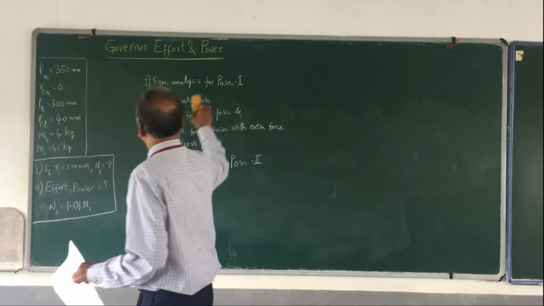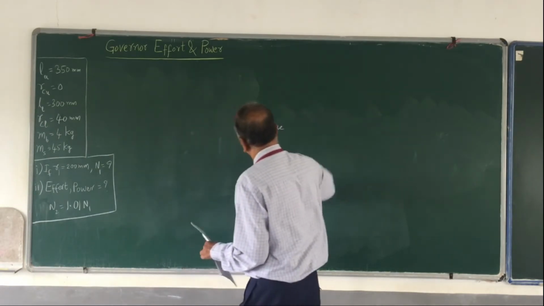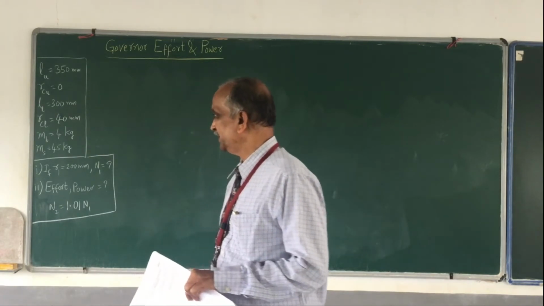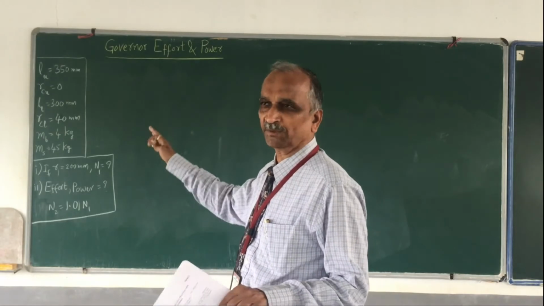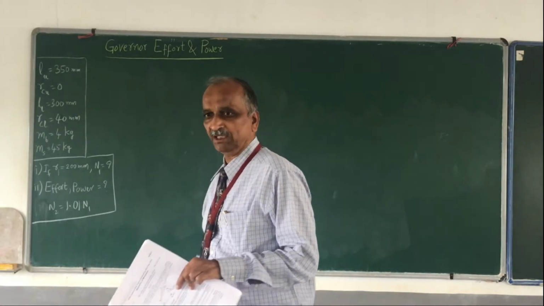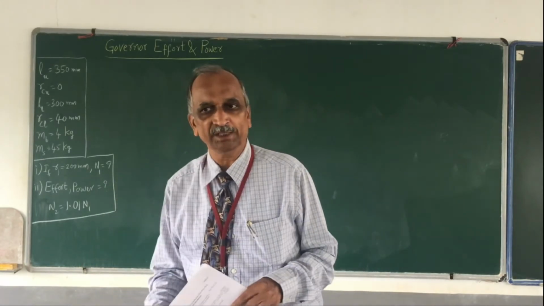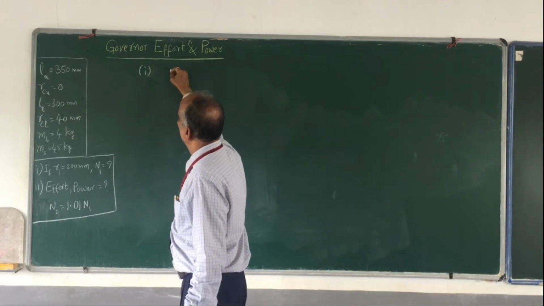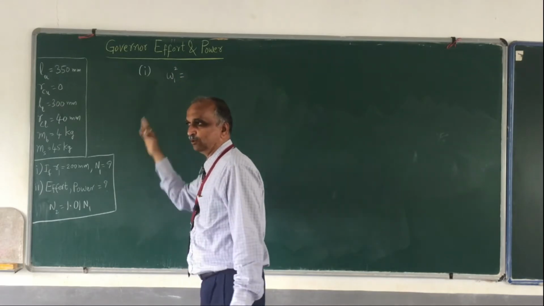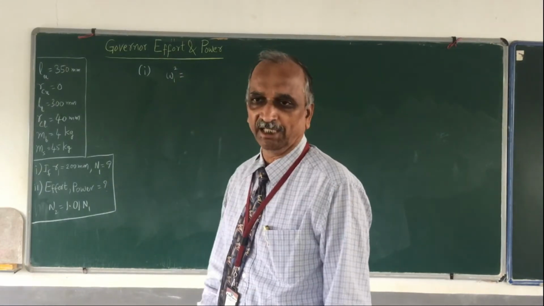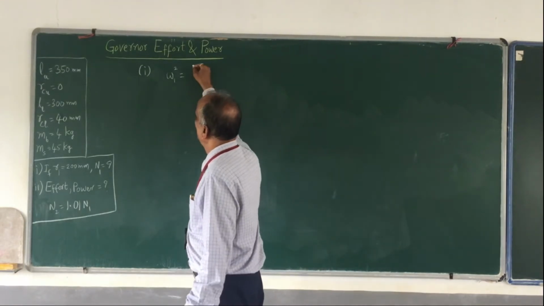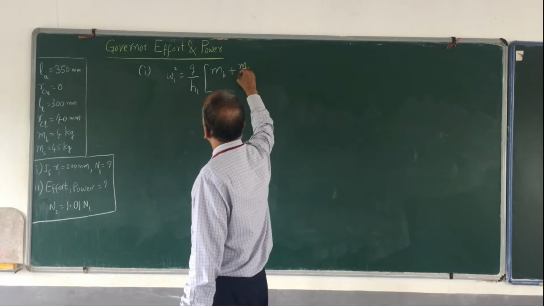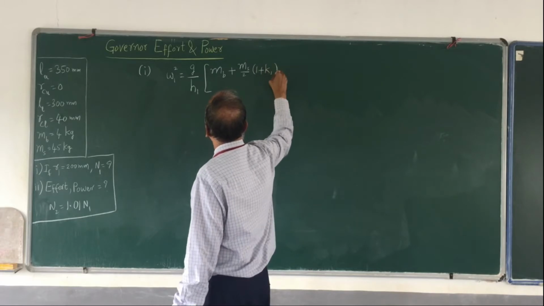I hope you understand. Now coming back to the problem. Before asking the effort and power, you are asked to find the first one. You have been given the radius 200 mm, and you are asked to find the speed. This is not relevant for the present discussion, but it has to be found out, and plenty of such problems have been done already. Anyway, let me go through the first one. I know that omega 1 square, I am not going to solve it, I am going to demonstrate the method, and you need to substitute and get the exact answer. Omega 1 square is equal to g divided by h1 into bracket mb plus ms by 2 into 1 plus k1 divided by mb.